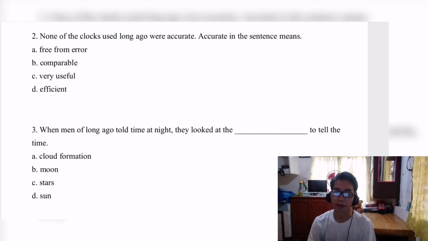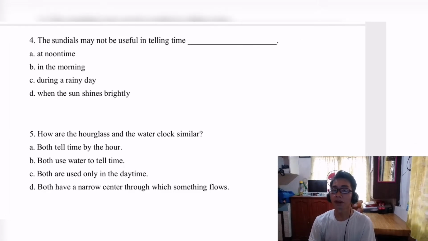Efficient. Number 3. When men of long ago told time at night, they looked at the blank to tell the time. A. Cloud formation. B. Moon. C. Stars. And D. Sun. Number 4. The sundials may not be useful in telling time. A. At noon time. B. In the morning. C. During a rainy day. D. When the sun shines brightly.